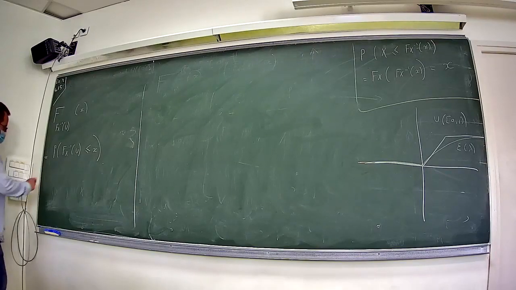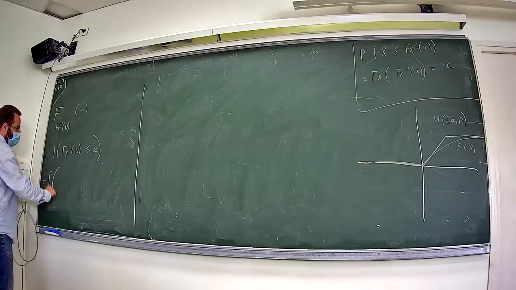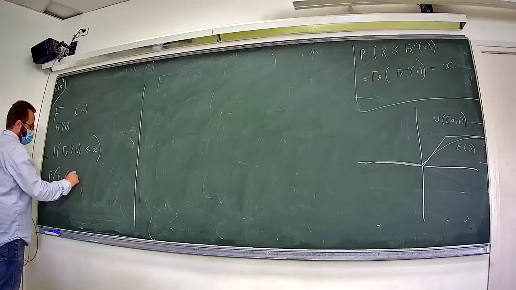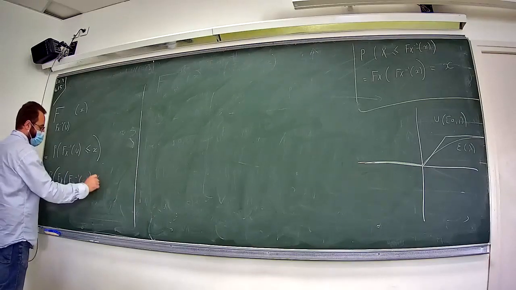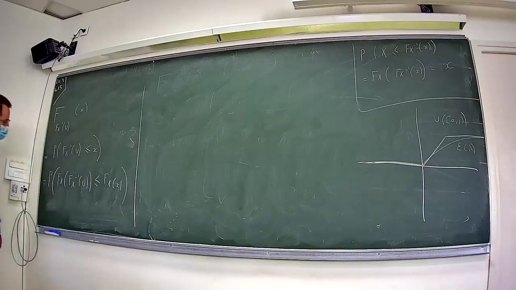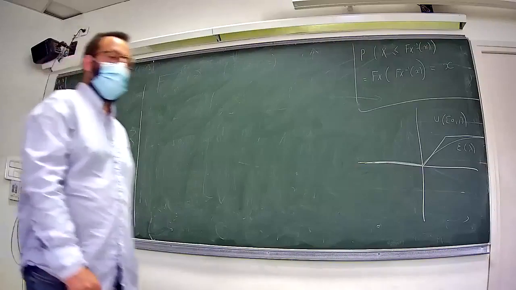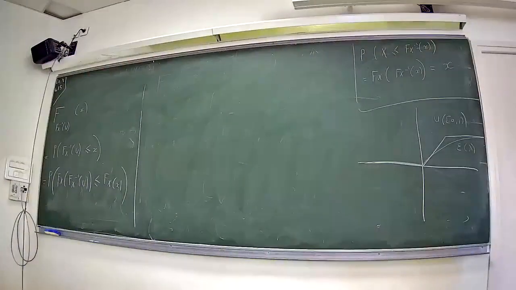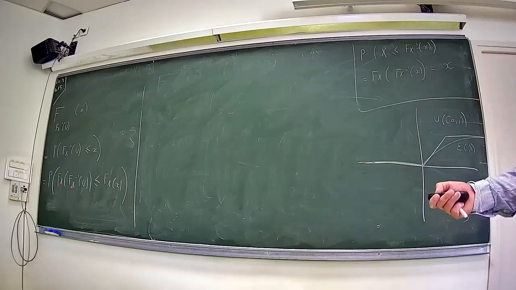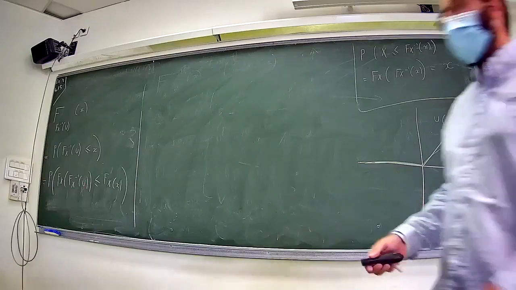Okay, so this probability is in fact the probability that f_X^{-1}(U) is less than small x, because f_X is bijective and strictly increasing. And now it's finished, more or less, because what can you say about f_X composed with f_X^{-1}? It's the identity by definition of the inverse.